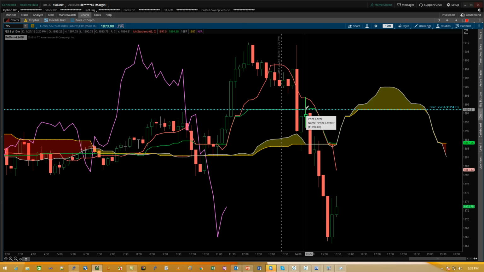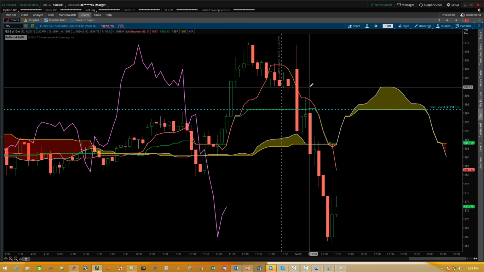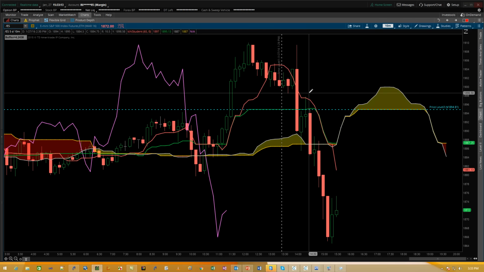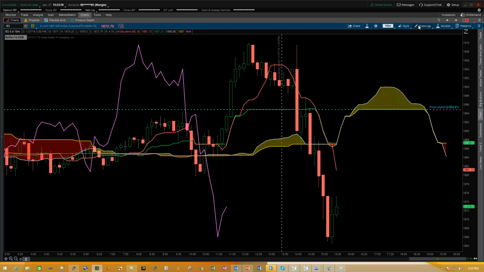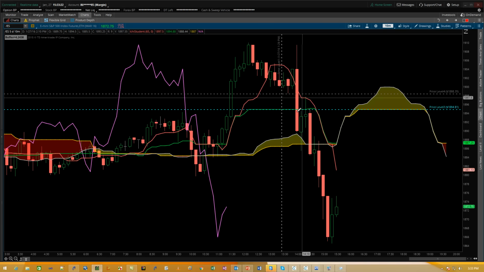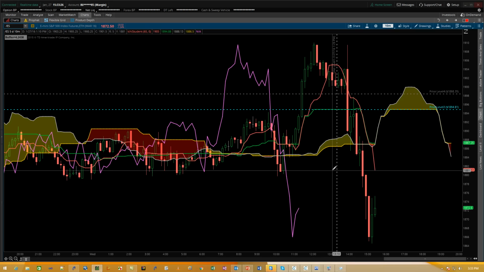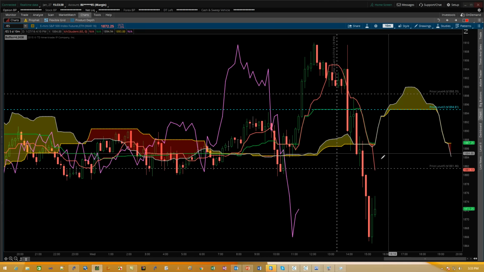So our entry was going to be here. Our stop was going to be about right here. And if you look at where our profit target was going to be, it is roughly about here. So if you look at this, this was a 3-to-1 reward risk ratio, which is exactly what we're looking for day trading.